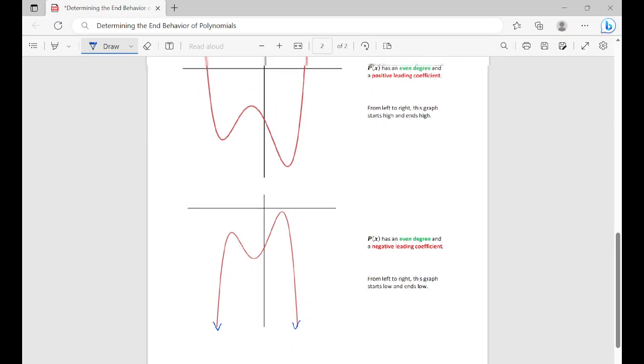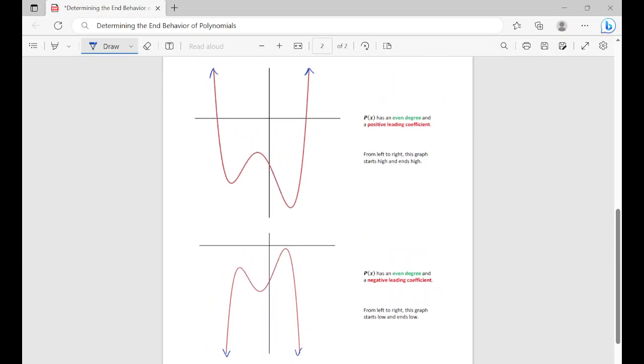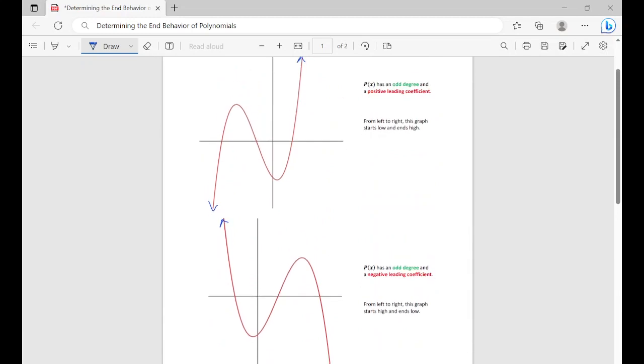So these are your options: even degree with a positive leading coefficient, even degree with a negative leading coefficient, odd degree with a positive coefficient, and odd degree with a negative coefficient.